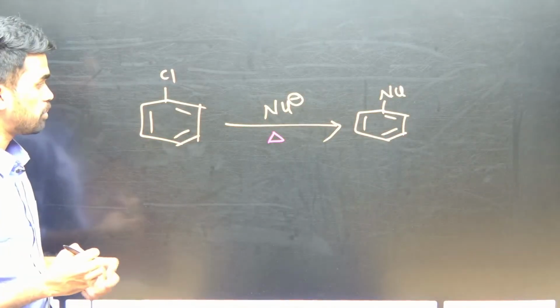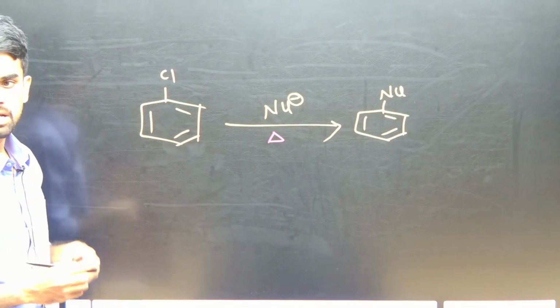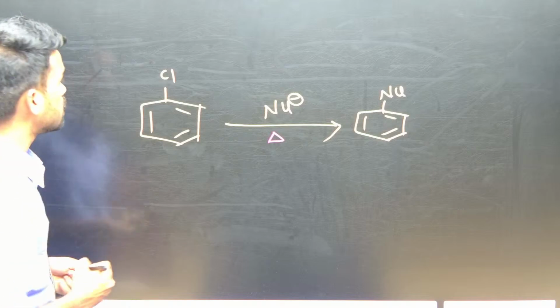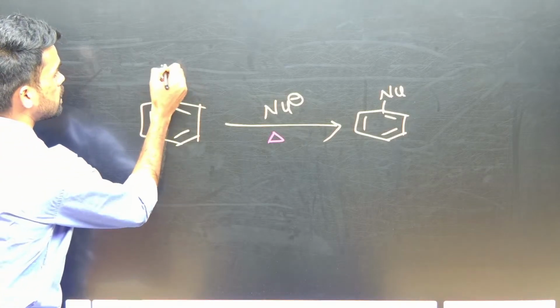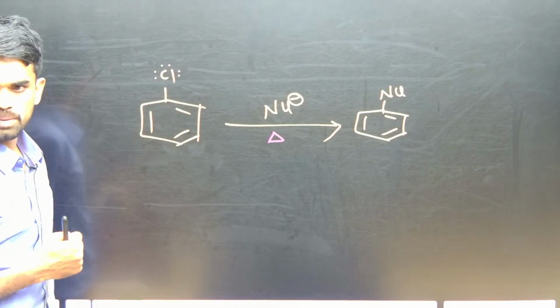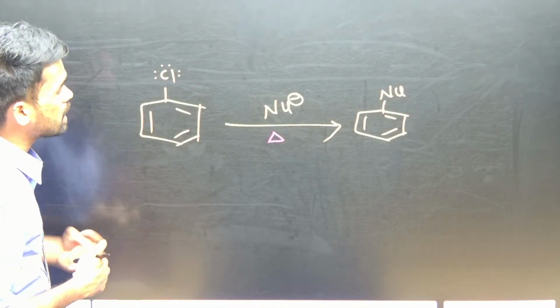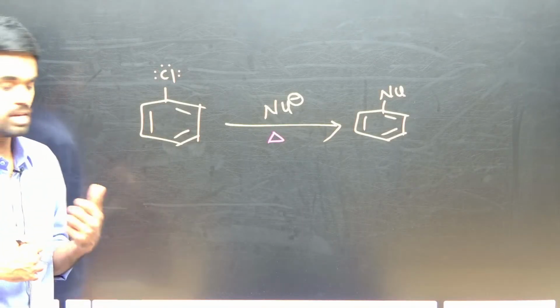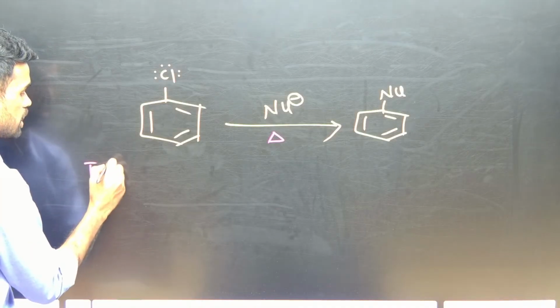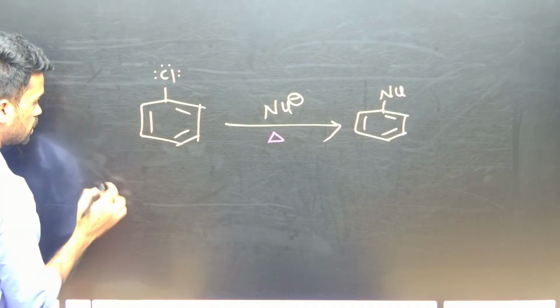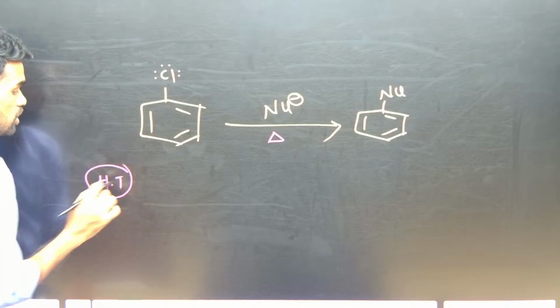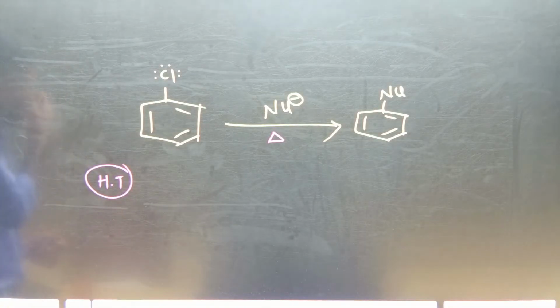What do they require? High temperature and high pressure, both together are required, because as I told you, chlorine is in conjugation with the ring pi electrons. Now how can we speed up this reaction? Yes, using high temperature conditions. Not only high temperature, I will tell you one more thing.